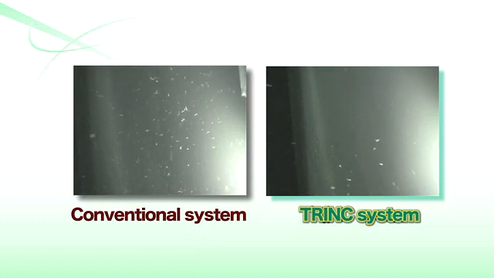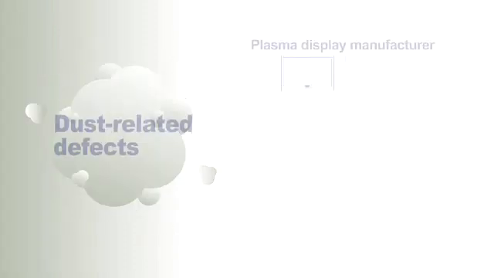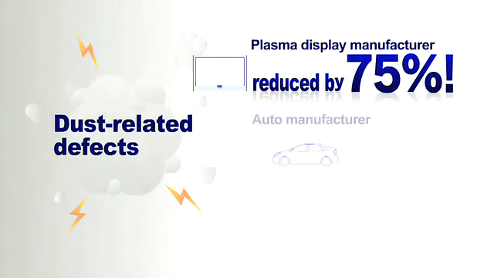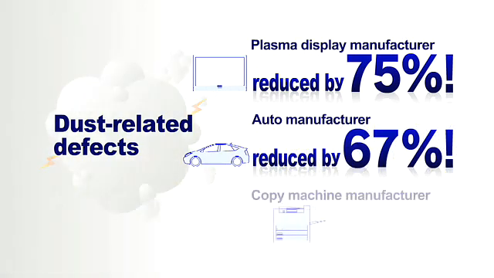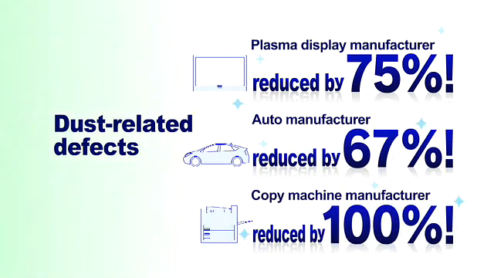The Trinc system prevents dust particles from attaching to work pieces, even with large quantities of dust in the air. Firms already using the Trinc system are reporting amazing results. A major plasma display manufacturer reported that dust-related defects were reduced by 75%. Automakers reported defects down by 67%. Copy machine manufacturers reported defects cut by 100%. The secret behind this success lies in the Trinc system.